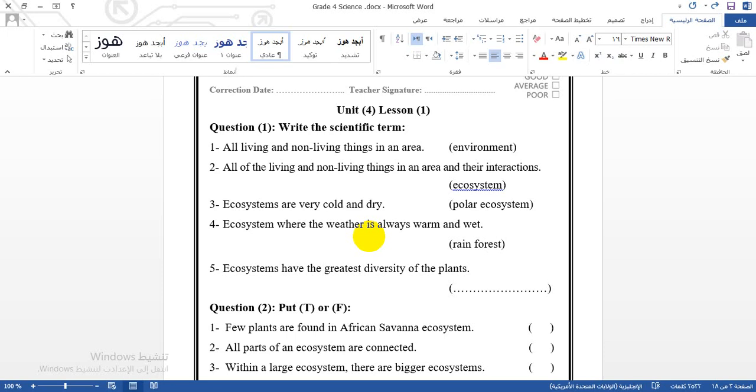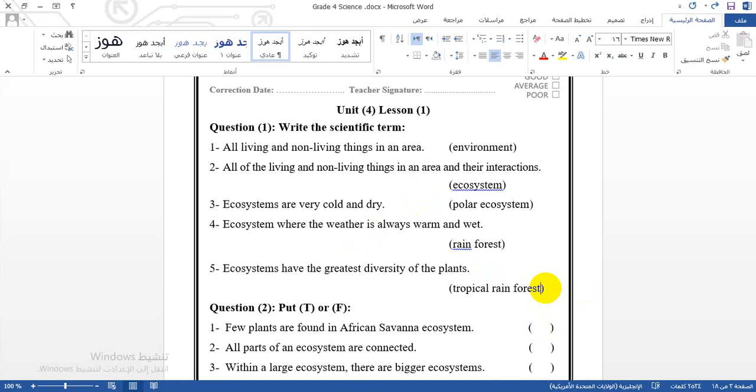Okay, the last one, number 5: the ecosystem that has the greatest diversity of what? Of plants, where you can find too many plants and trees, and also water and food resources. You will always find so many kinds of living things like animals. So this is an example of what exactly? Of tropical rainforest. I have to find the specific name of the forest.